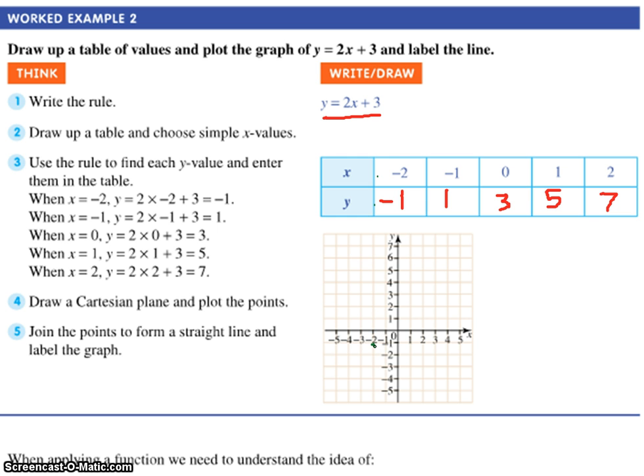Okay. Then the next one is minus 1 and 1, so we go across to minus 1 and up to 1 this time. Then we go to 0 and 3, so that's right there. 1 and 5, so we're moving up. And then 2 and 7, which is just there. Okay, so you've now plotted your points.